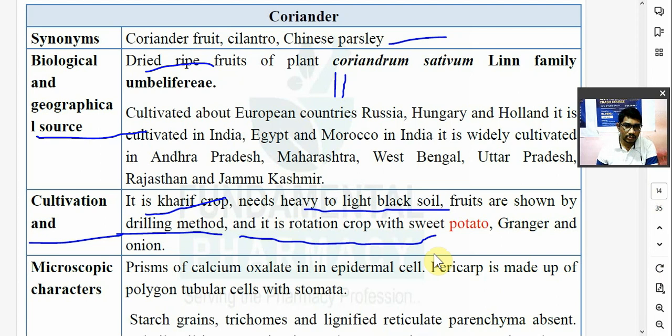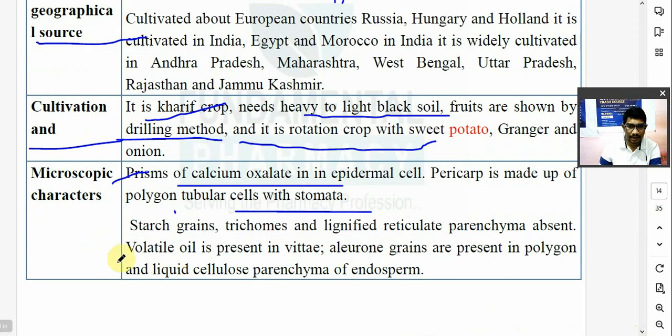Then microscopic characters: prism type of calcium oxalate present in the epidermal cell. Prism type. Pericarp is made from polygonal tubular cells with the stomata. Starch grains are present. Okay? Starch grains, trichomes, lignified reticulate parenchyma is absent. स्टार्च ग्रेन्स नहीं है, ट्राइकोम्स नहीं है, lignified parenchyma is absent. Volatile oil present in the vittae. In the umbelliferous fruit, again one feature: volatile oil is present in the particular structure known as the vittae. Vittae नाम का स्ट्रक्चर होता है, उसमें ही volatile oil रहता है.